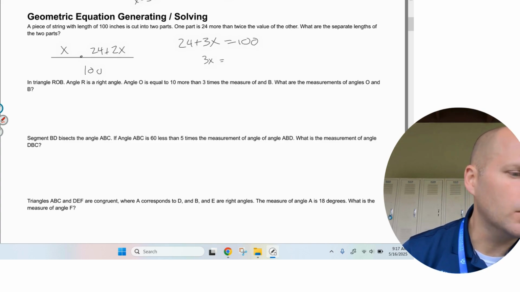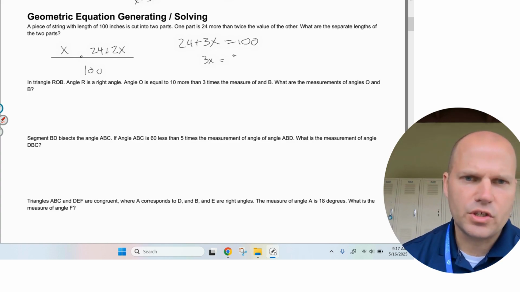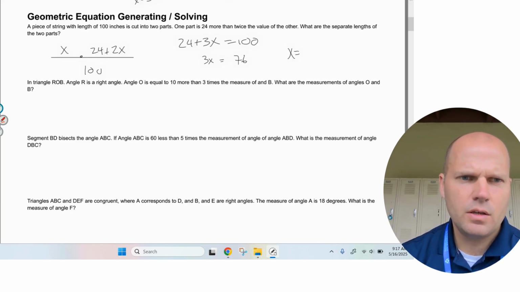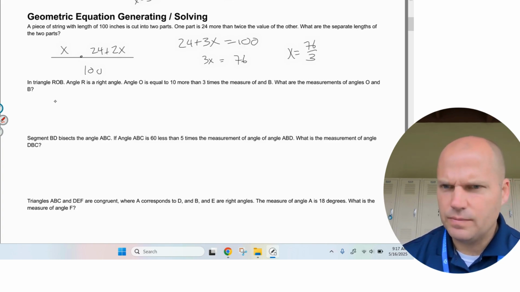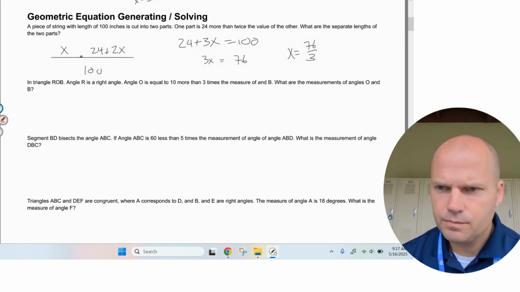3X has to equal 100 minus 24, which is 76. And then we're going to divide by 3. And whatever that is, we'll leave it. I don't think we can do that.